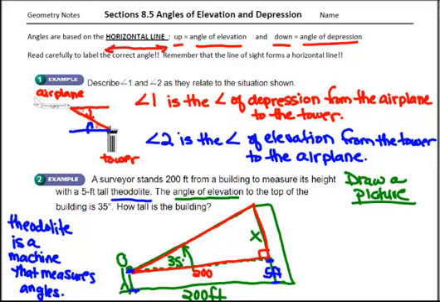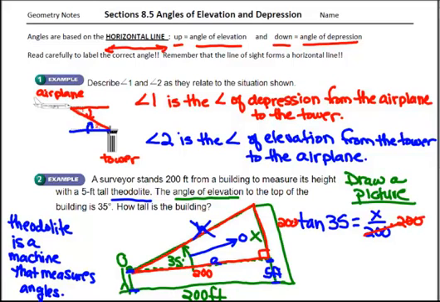And to find x, we're going to use trigonometry. So to this 35-degree angle, this is my opposite side, this is my hypotenuse, this is my adjacent. We're not using the hypotenuse. O and A, SOHCAHTOA, that's tangent. So tangent of the angle is equal to opposite over adjacent. We're going to solve this equation by multiplying both sides by 200.